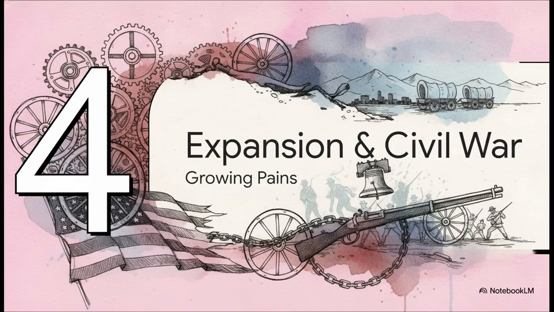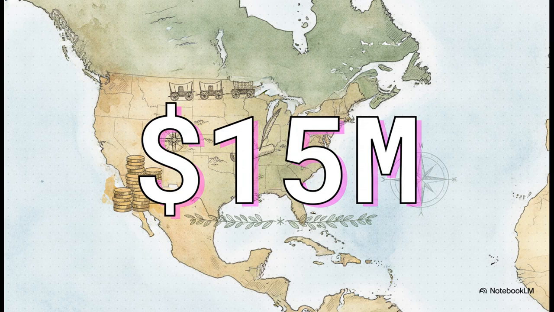Let's look at Section 4, Expansion, Slavery, and Civil War. Because as you can imagine, building a superpower almost never happens without some serious growing pains. The newly formed U.S. quickly adopted a super aggressive expansionist policy to stretch its borders westward.